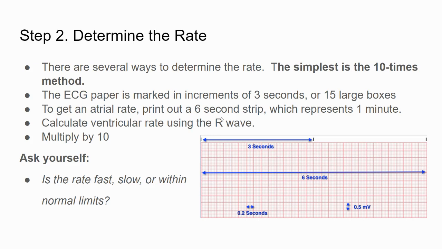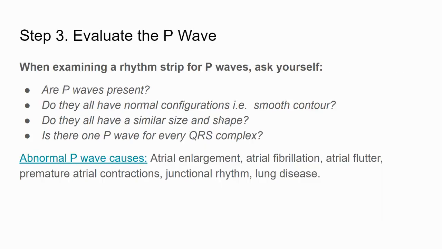Then you're going to ask yourself, is the rate fast, so over 100? Is it slow, under 60, or within normal limits, between 60 and 100? Okay, so you want to know if you're bradycardic, tachycardic, or within normal limits, eucardic.